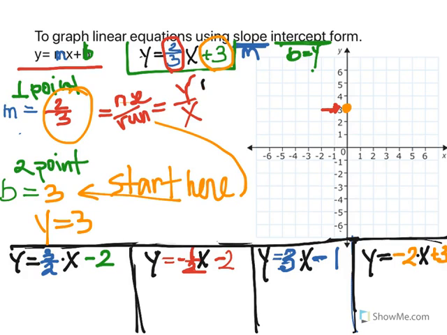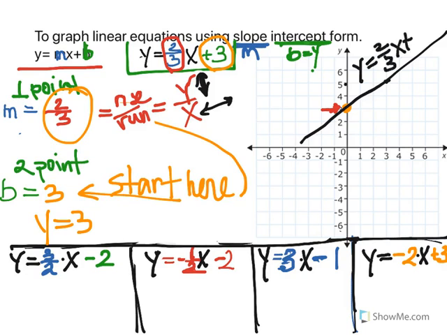Your rise is going either up or down, and your run is left and right. So my rise is positive 2, so we're going to go up 2, and my run is 3, so I'm going to go in the positive direction 3. Here are my 2 points. All I have to do is connect the dots, and here's my equation: y equals 2 over 3x plus 3.